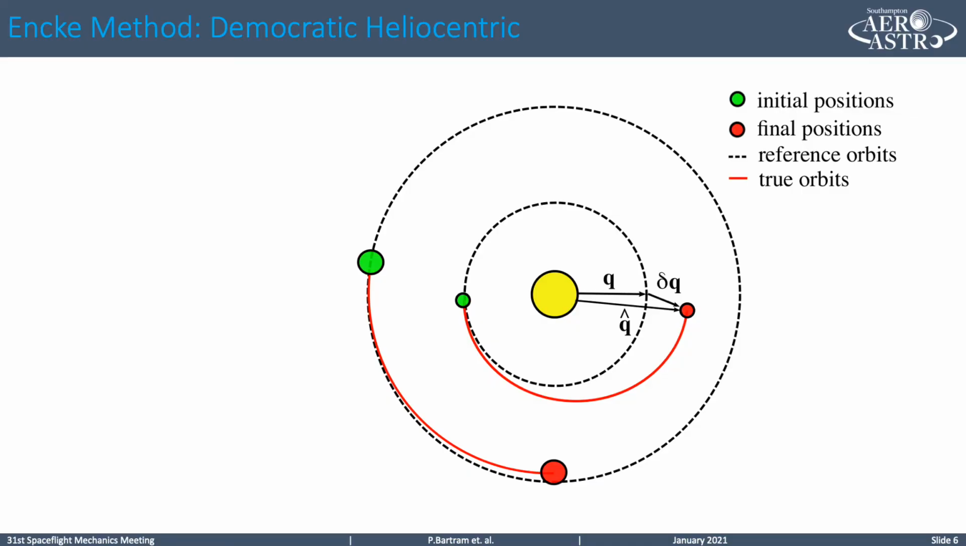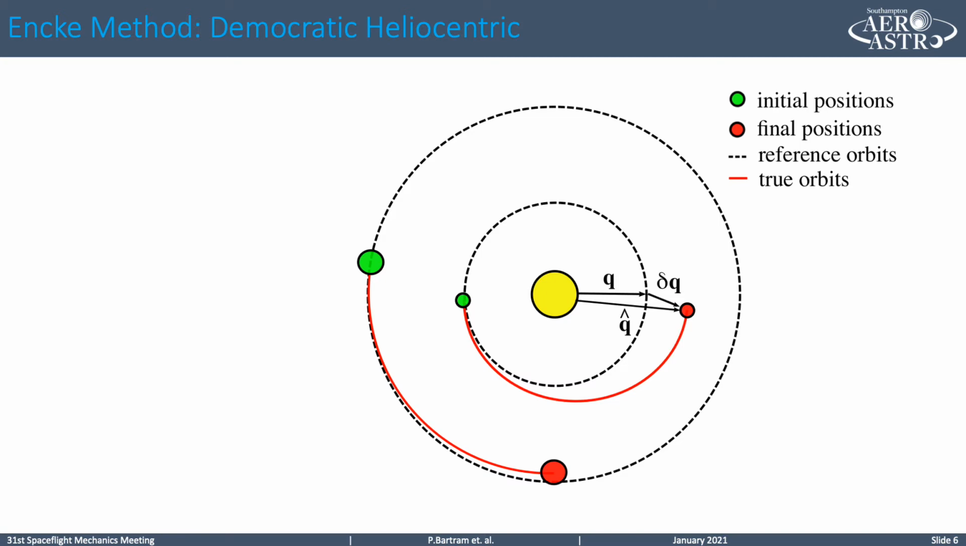We have chosen to base our scheme on the classic Encke method, and for this we also chose to use a coordinate system that is common in celestial mechanics, the so-called democratic heliocentric coordinates. These coordinates describe position relative to the central body and momentum relative to the barycenter. And using these coordinates allows us to derive an n-body perturbation method using conjugate position and momenta.